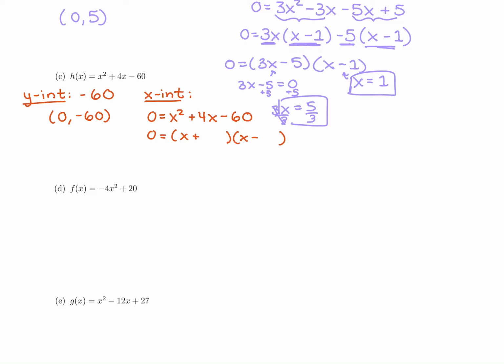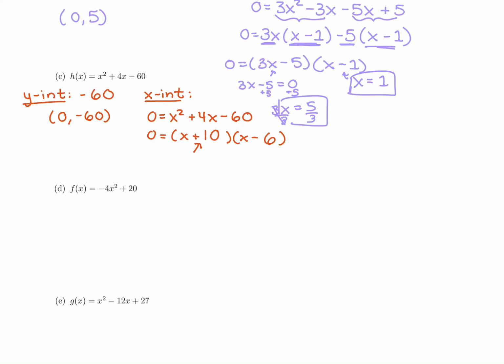So if I do 60 times 1, they would differ by 59. If I do 30 times 2, that would be good, but 30 minus 2 is 28, so that's not it. If I do 15 times 4, 15 minus 4 is 11. If I do 10 times 6, 10 times 6 is 60, and 10 minus 6 does give me 4. So 10 minus 6 gives me 4, and 10 times -6 gives me that -60.